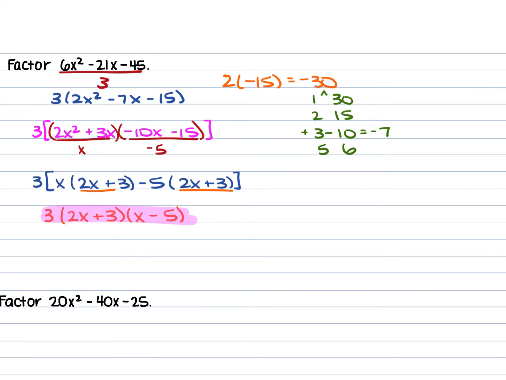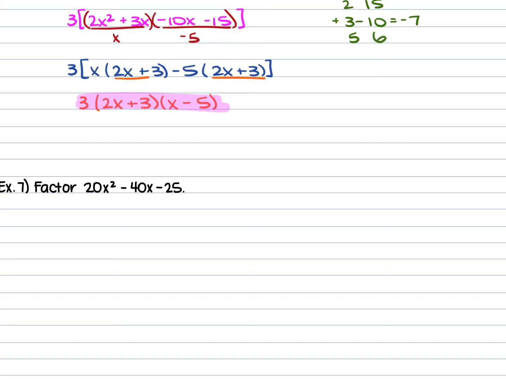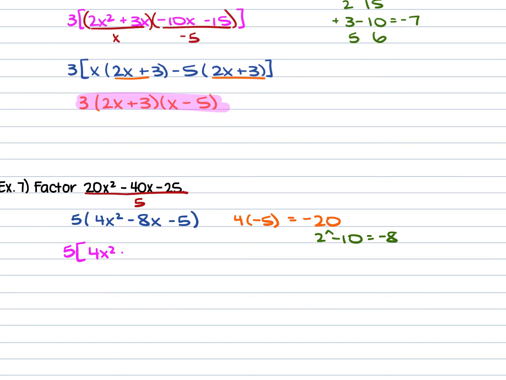For example 7, we have 20x squared minus 40x minus 25. Again, we're going to start this by factoring out the greatest common factor. In this case, it is a 5. So we have 5 times 4x squared minus 8x minus 5. We can multiply the 4 times the negative 5. We get negative 20. The factors of negative 20 that add up to be negative 8 are 2 and negative 10. So this expands to be 5 times 4x squared plus 2x minus 10x minus 5.